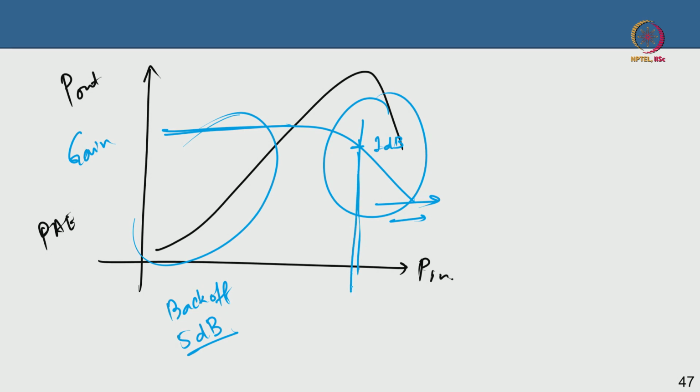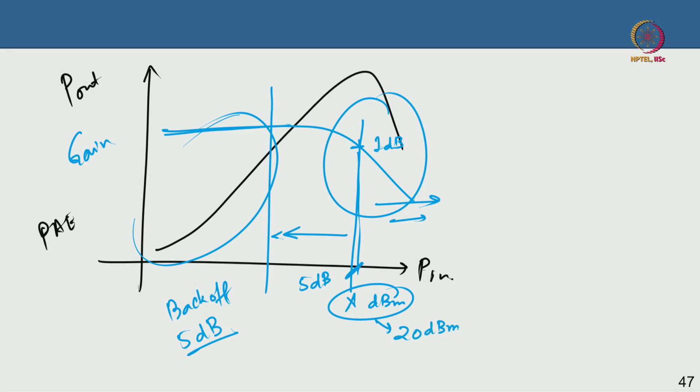Now, when you say 5 dB back off, I am operating at 5 dB back off, that means this point, suppose you define this point as some input power, suppose this is some x dBm, okay. I am going to come here 5 dB. If this is x dBm, I am going to subtract 5 dB from there. So, suppose this is your 20 dBm, which means it is 100 milliwatt of power. I am going to come to 15 dBm, 5 dB reduced from this 1 dB compression point. So, I am calling this point the 5 dB back off point, okay.